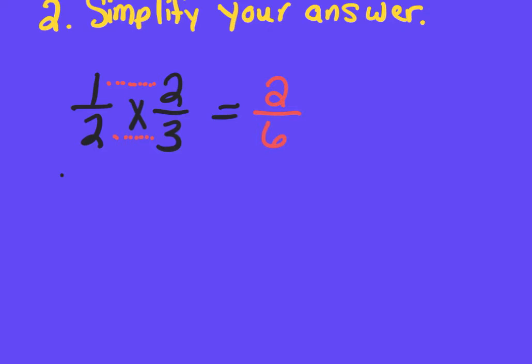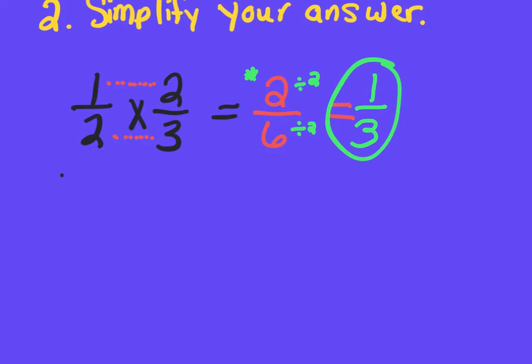So ask yourself, is there a number that will go into both 2 and 6? And there is a number. If you think about the hint I taught you, always start with your numerator. See if it will work first. 2 will go into 6, so divide them both by 2. 2 divided by 2 is 1, and 6 divided by 2 is 3. My final answer in simplest form is 1/3. I know it's in simplest form because my numerator is 1.